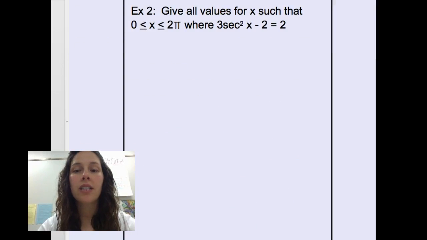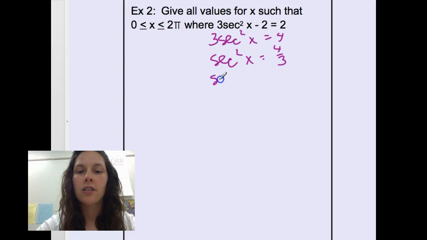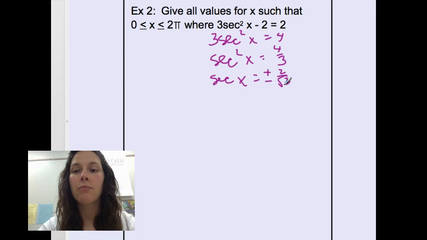Now we're going to take a look at it in radians, and we've got secant. We're still going to solve this like normal, so I'm going to add 2 to both sides. Divide both sides by 3. And take the square root of both sides. So we have our secant value is positive or negative 2 over the square root of 3. I'm going to leave it unrationalized because we're not going to be thinking about where secant is this value. We're going to think about the reciprocal.